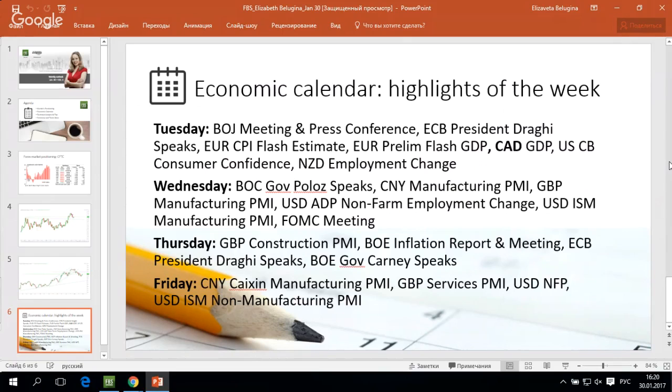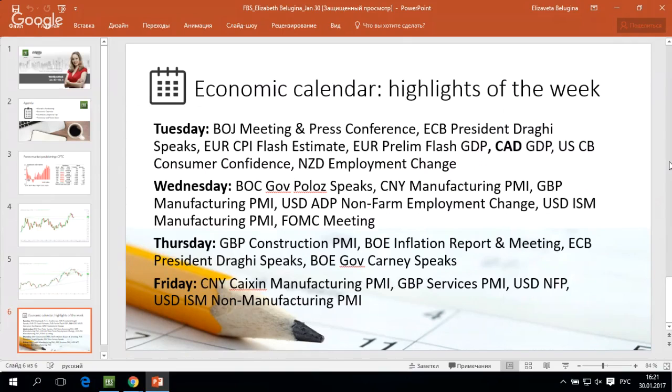Note, however, that the Bank of England will also present its quarterly inflation report, and British inflation has accelerated during the recent months. As a result, some analysts have started to wonder whether the Bank of England's excessive easing steps, which were taken last year, were really necessary. And Carney may have to answer this question.